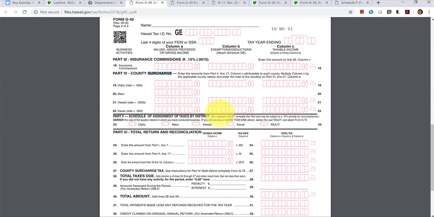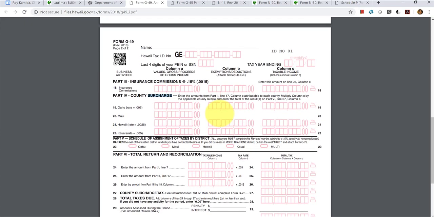Okay, this 0.5% for Oahu is supposed to be paying for the rail transit system. I'm not really sure what the other islands are using their surtax for, possibly for promoting infrastructure or tourism. Okay, so that's the Hawaii general excise tax.